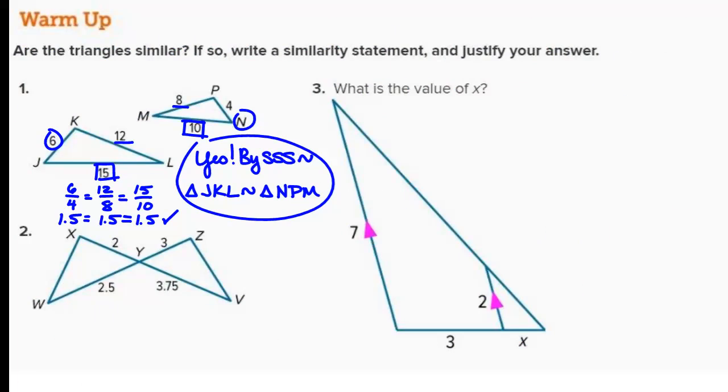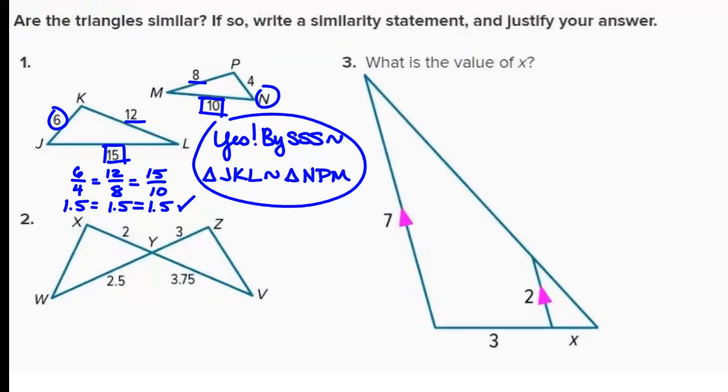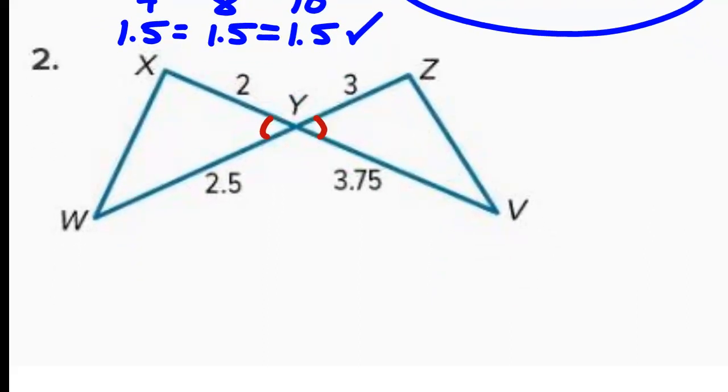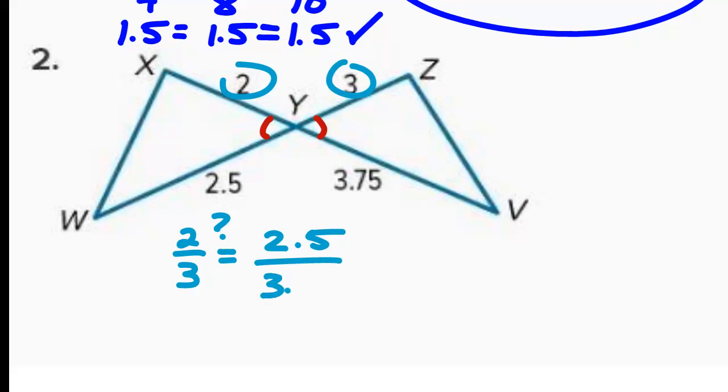Number 2, you wouldn't use side, side, side on this one. We have vertical angles. And then we would set up our proportional sides. 2 over 3. Is that equal to 2.5 over 3.75? Did this come out to be similar? Yes.